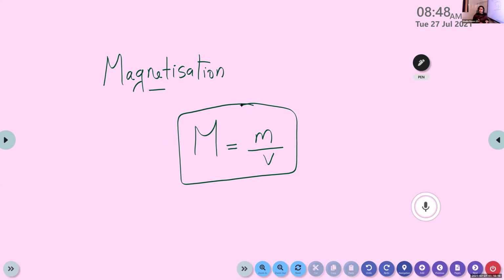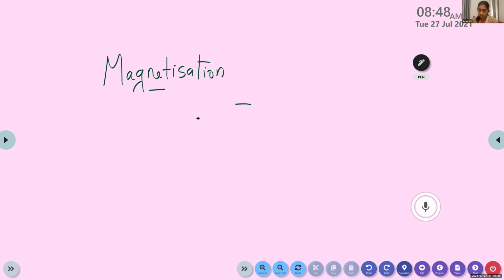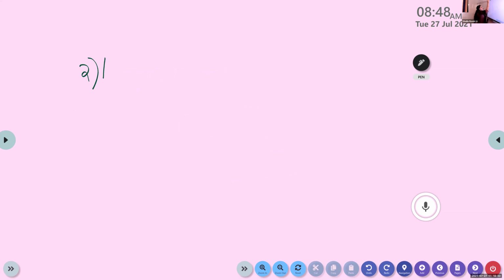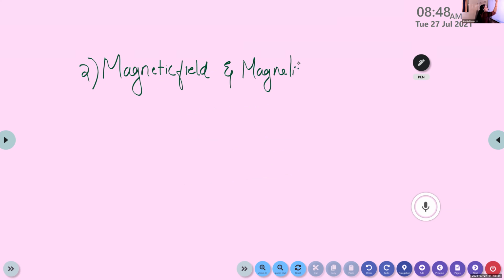And what about its SI unit? What is the SI unit of magnetization? A m raised to -1. All right. Now we can discuss the second parameter, that is, magnetic field and magnetic field intensity.